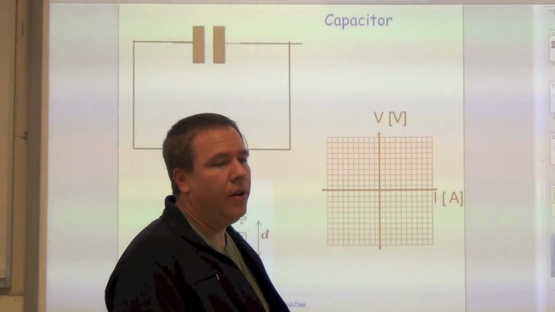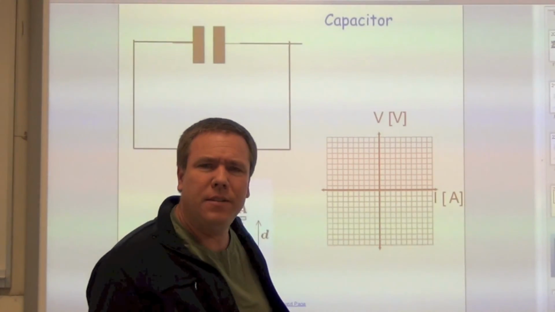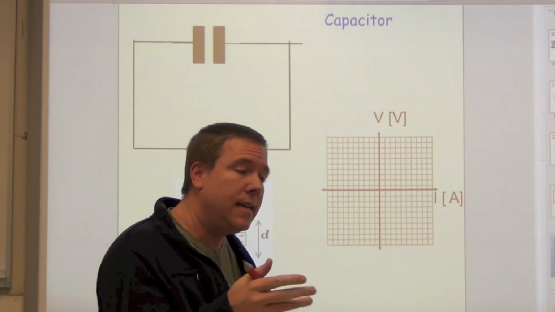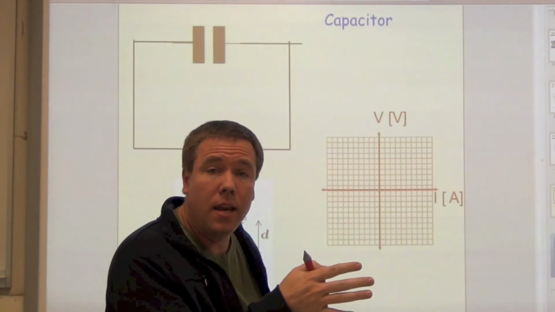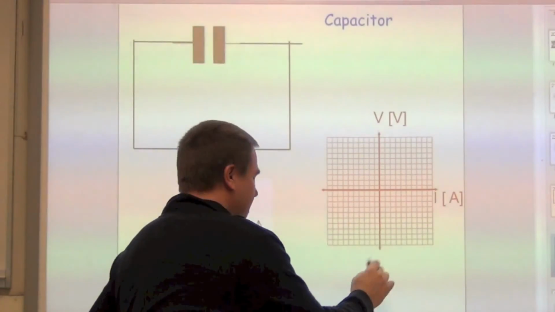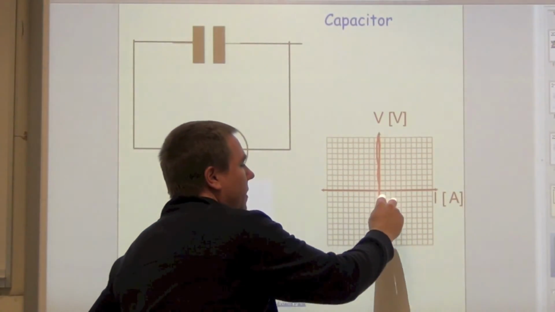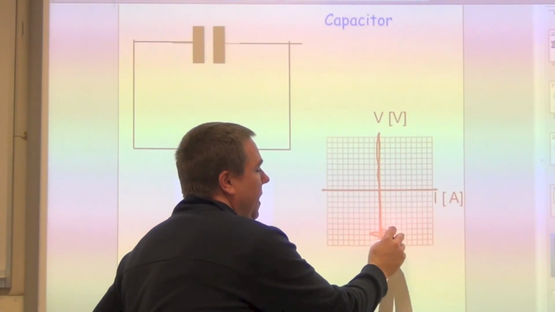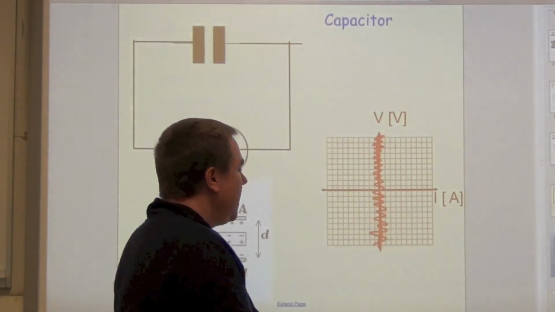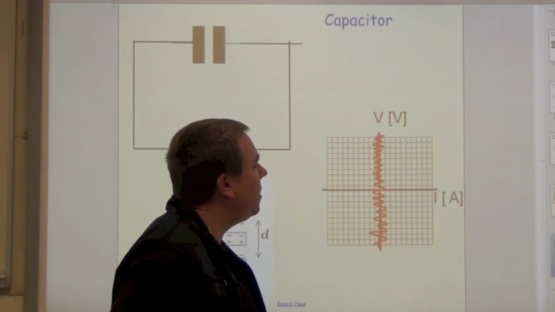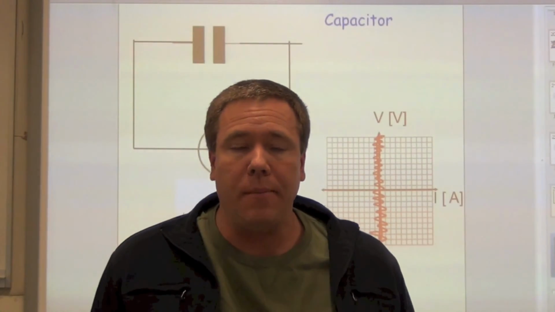Voltage versus current. What did we say about the current? How much current is going through, measurable for us today? How much current is going through the capacitor? None. So this plot should look like this, just a vertical line. But I think you'll find when you take the data, you actually see something like this.